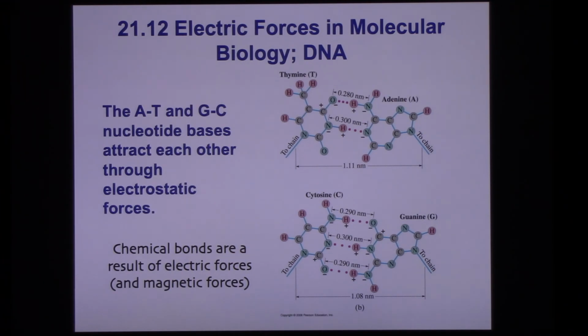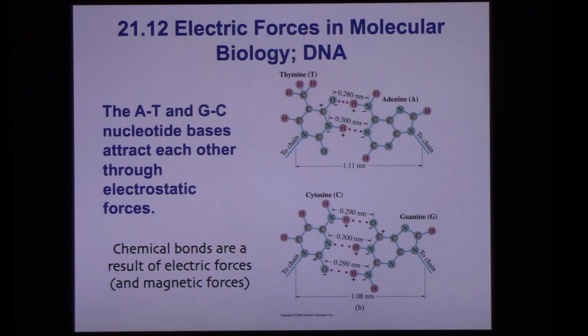Here's a close-up of the 4 different compounds involved. Adenine lines up with thymine, and there's a pair of hydrogen bonds taking place between those two compounds, between those two molecules. Cytosine and guanine have alternating hydrogen bonding taking place at 3 locations.